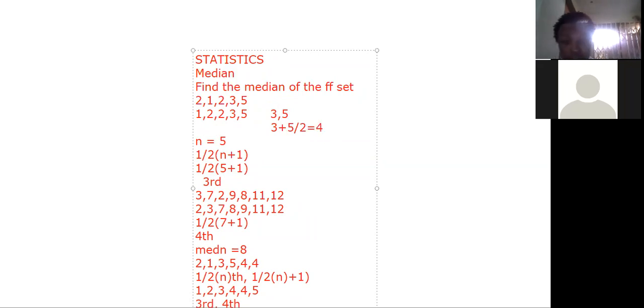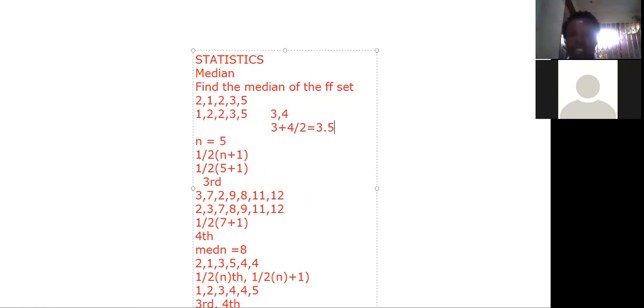Oh, I'm wrong. So the third and the fourth items are 3 and 4, sorry, not 3 and 5. After arranging it will be 3 and 4. So this one will be 3.5. So 3.5 will be the median.